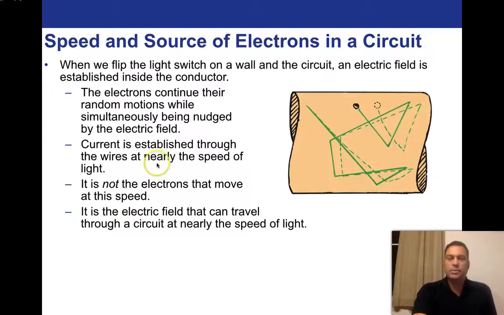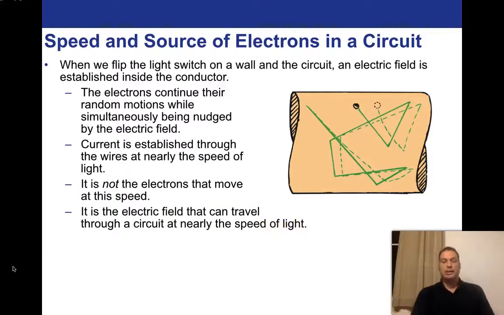Current is established through the wires at nearly the speed of light. Wait a minute, you said the electrons don't move at the speed of light, so how can that be? Current is established through the wires at nearly the speed of light. It is not the electrons that move at that speed, it is the electric field that can travel through a circuit at nearly the speed of light.